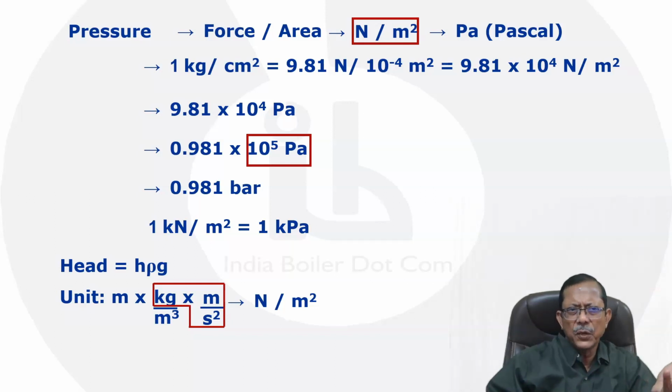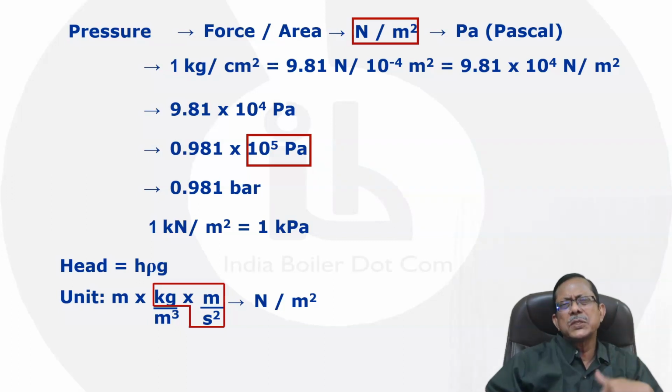If it is a head of water, then the rho you can assume 1000 kg, right? Whatever is the head given in meter, you can take it in meter. G is 9.81 always, right? So that is how we convert the head into SI unit.